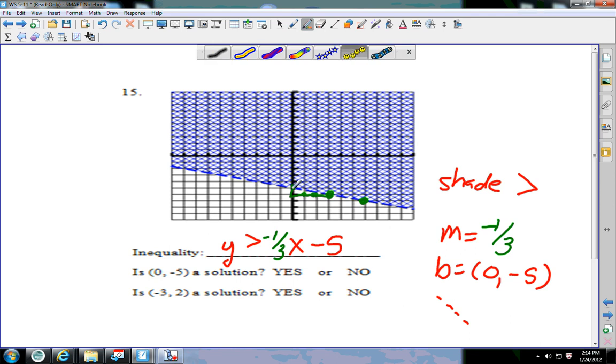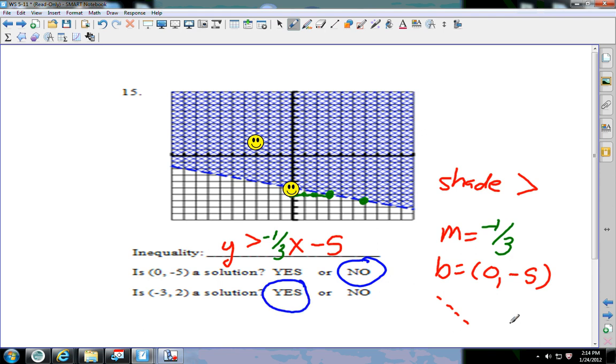Now it wants to know if 0, negative 5 is a solution. 0, negative 5 is right there. It is on the dashed line. If it is on a dashed line, it is not a solution. The only time it can be a solution is if it's on a solid line. Negative 3, 2. 1, 2, 3, up 1, 2. That is in the shaded area. If it is in the shaded area, yes, it is a solution.